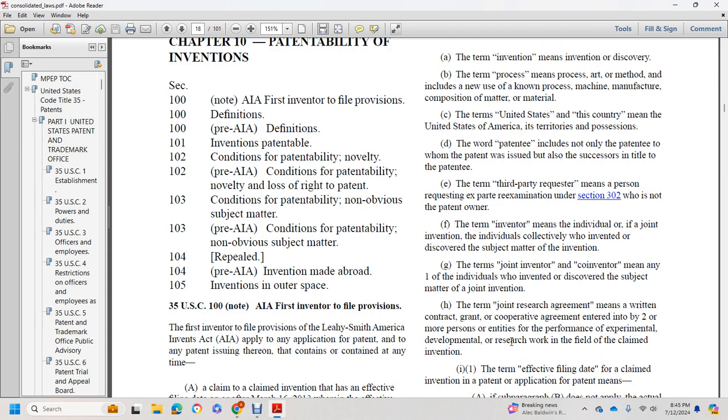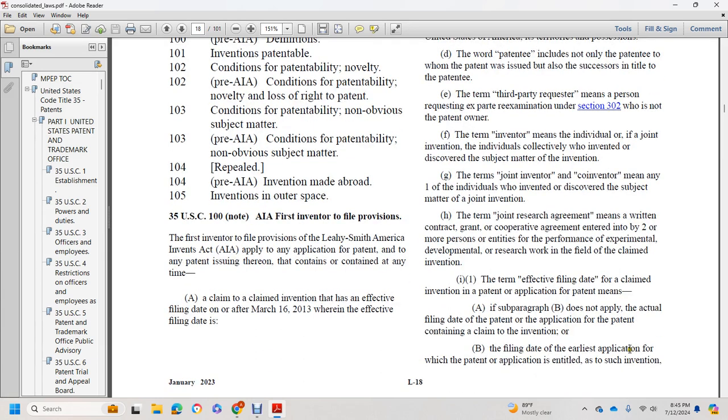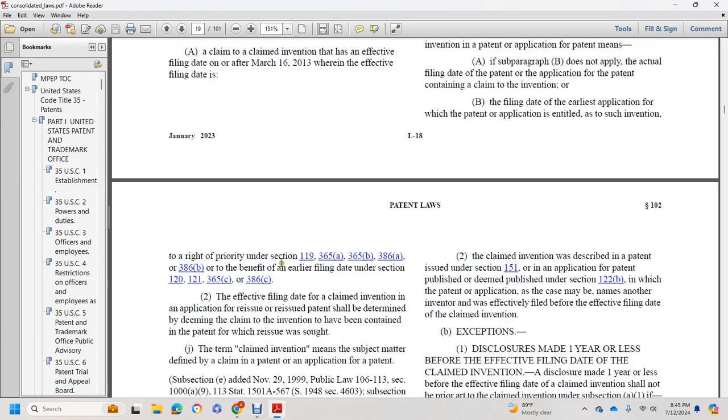The term joint research agreement means a written contract, grant, or cooperative agreement entered into by two or more persons or entities for the performance of experimental, developmental, or research work in the field of the claimed invention. The term effective filing date for a claimed invention in a patent application means, if subparagraph A does not apply, the actual filing date of the patent or the application for the patent containing the claim to the invention.